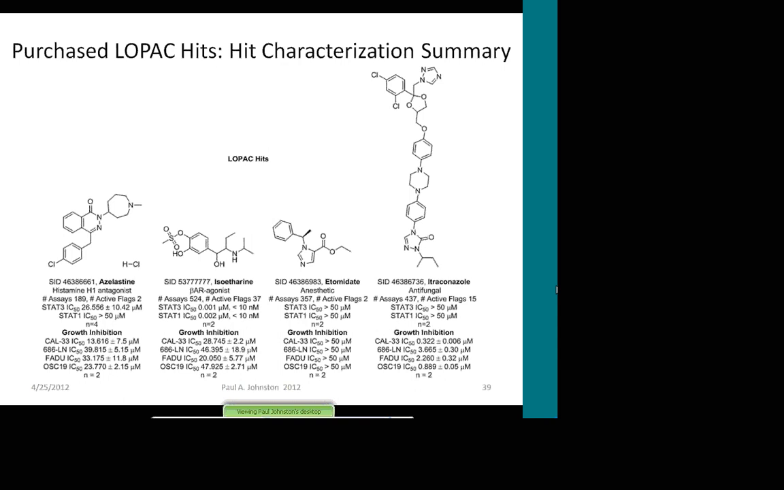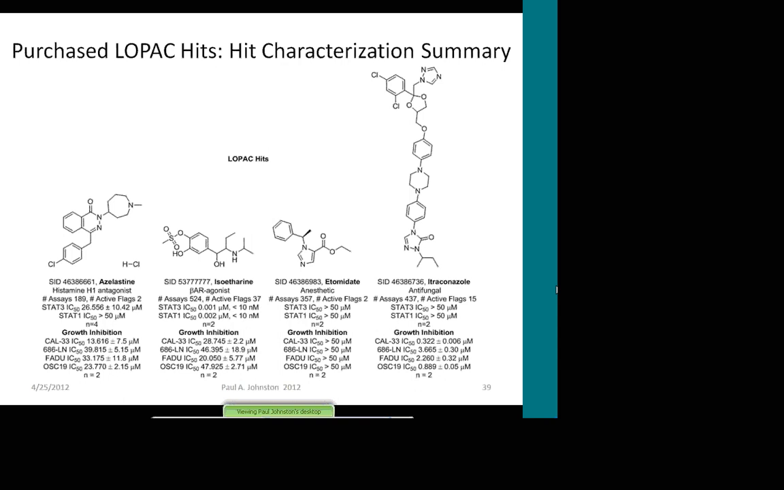Here's just the summary data showing that we went back in and tested some of the low-pack hits in full concentration response curves. You can see that the itraconazole and the etomidate did not repeat in concentration response curves. But the isoepirine did repeat, but it was not selective.